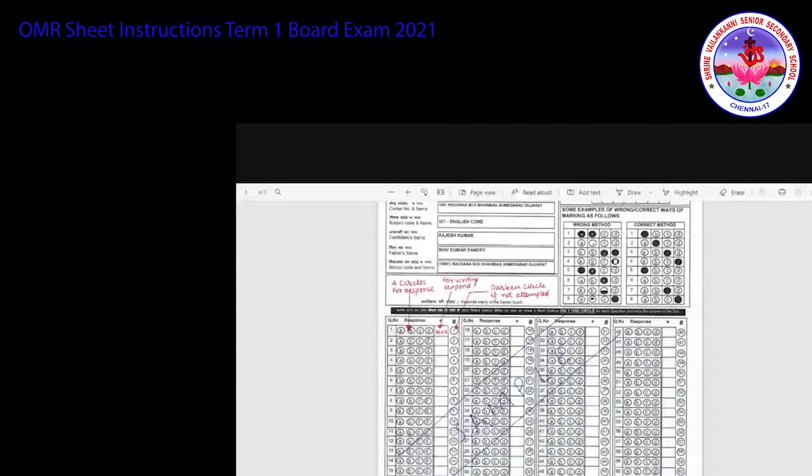Now, going further, after the 4 circles there is a box given in the same row. If you see my mouse moving, there is a box given on the same row. So when you choose an answer, for instance, you've chosen circle B, you have to write that answer in the box provided. Am I correct?